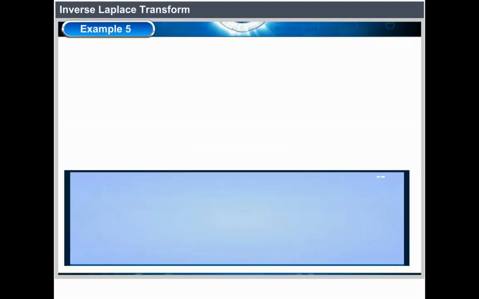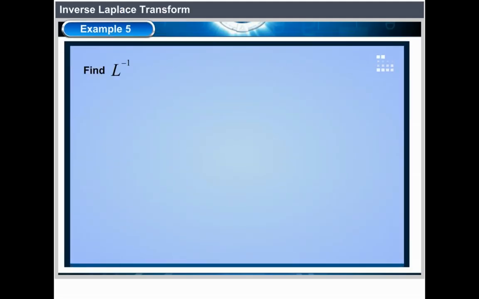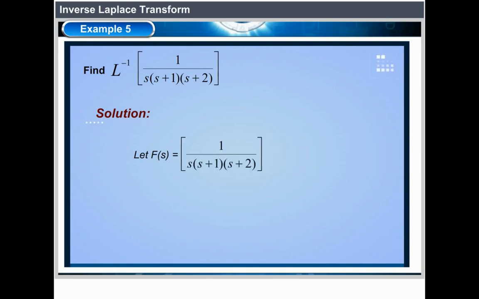Example 5. Find L inverse of 1 by s(s+1)(s+2). Solution. Let F(s) equal 1 by s(s+1)(s+2). Here we are applying partial fractions. 1 by s(s+1)(s+2) equals A by s plus B by (s+1) plus C by (s+2). We have taken this as equation number 1.